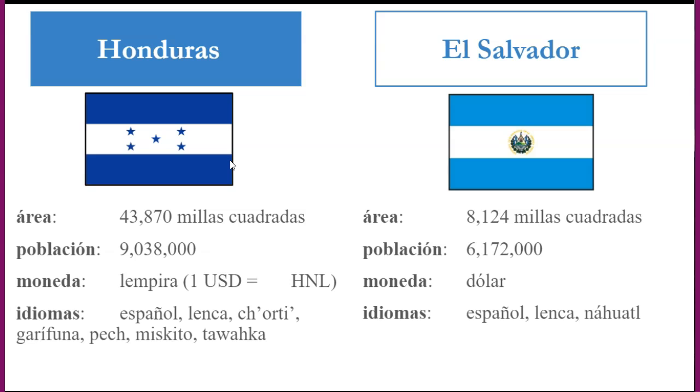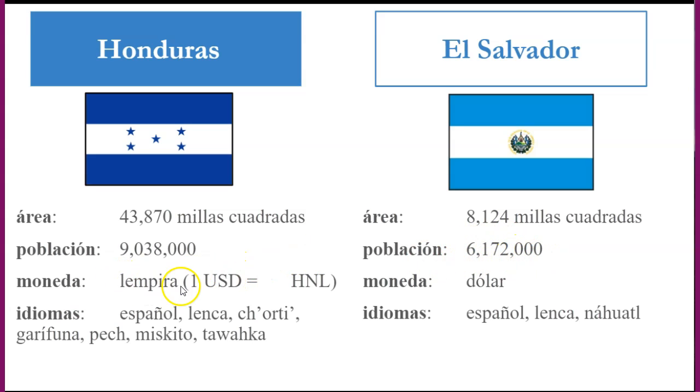The last topic I want us to cover today is Honduras and El Salvador. So we're going to see some general information about these two countries, una información general sobre estos dos países. So we can see here the area of these two countries, la población, the population. Honduras tiene casi 9 millones de habitantes y El Salvador tiene un poco más de 6 millones.